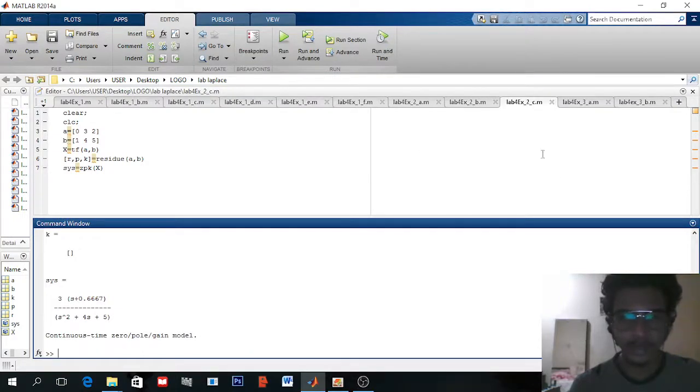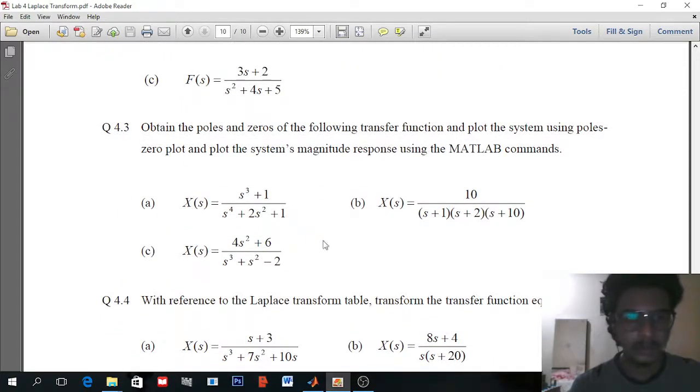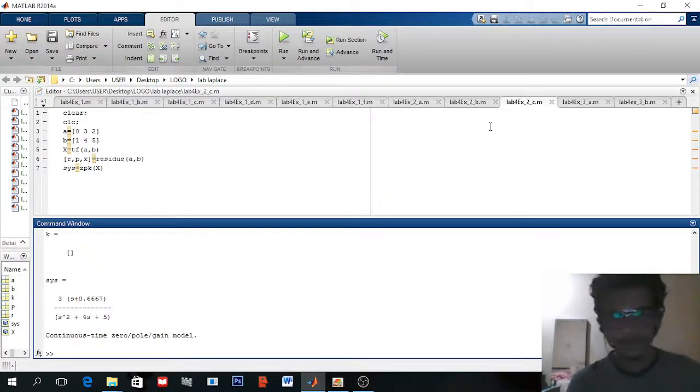Okay, now we go for question 3. Question 3 is obtain the poles and zeros of the following transfer function and plot the system using pole-zero plot and plot the system magnitude response using MATLAB commands. Okay, these are the transfer functions. Now we go for question 3.